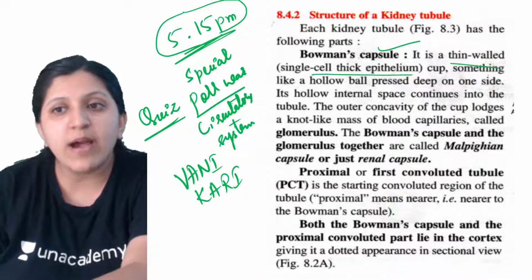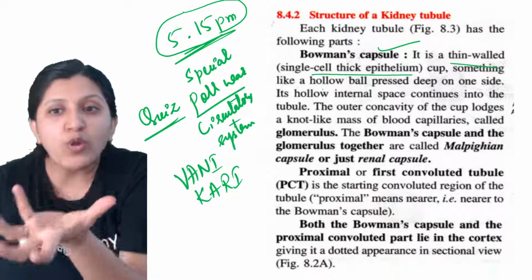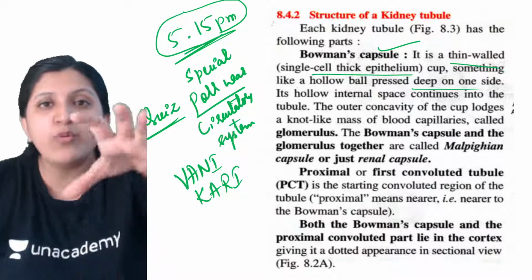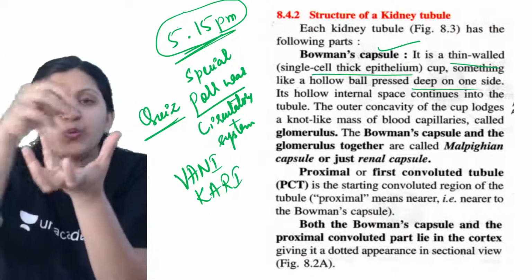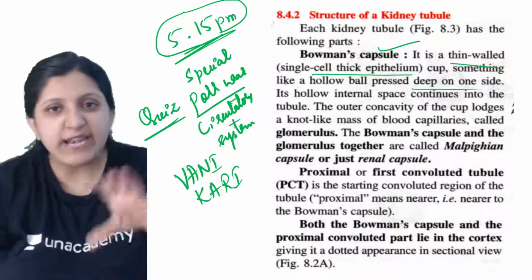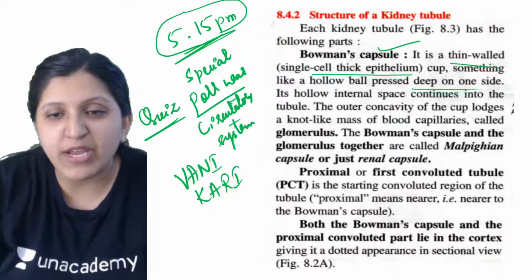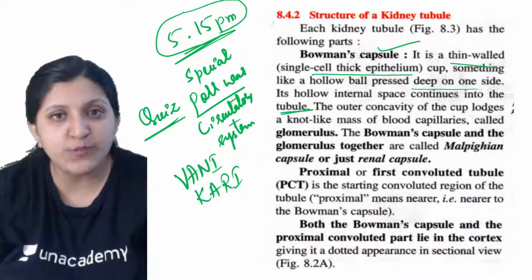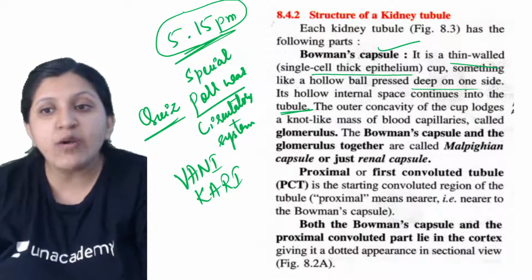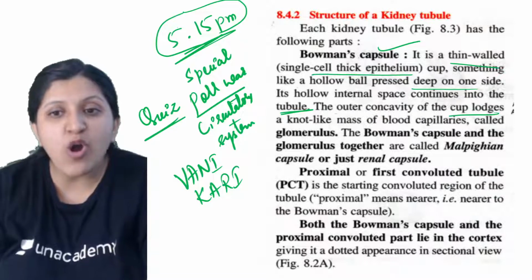So this is a cup, something like a hollow ball pressed deep down on one side. If you press a ball only from one side, you will get a cup shape, like a half moon shape also we can mention. So its hollow internal space continues into the tubule. The outer concavity of the cup lodges a knot like mass.